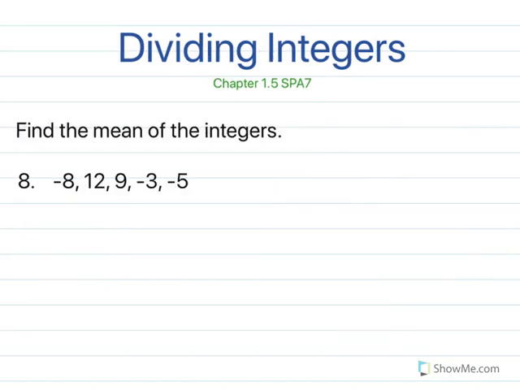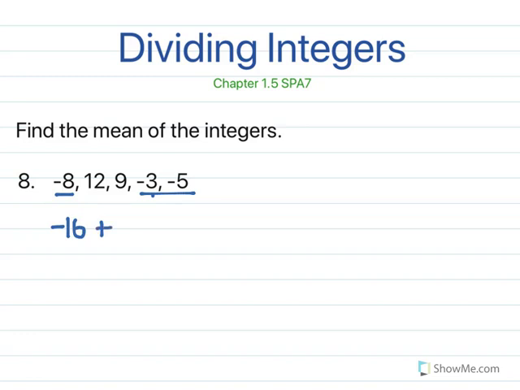All right. Let's go ahead and take a look at how you find a mean when dealing with integers. All right. So in this case, what I like to do is combine all my negatives first. So I have negative 8, 3, and 5. Well, 3 and 5 is 8. 8 plus 8 is 16. So I have negative 16.